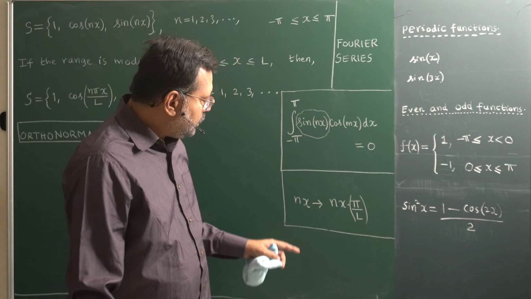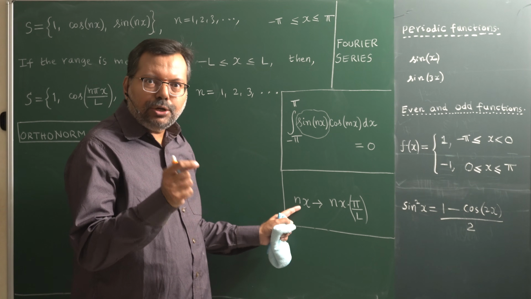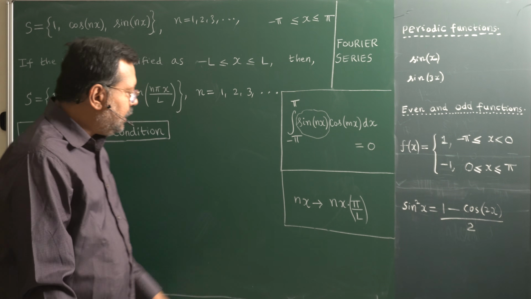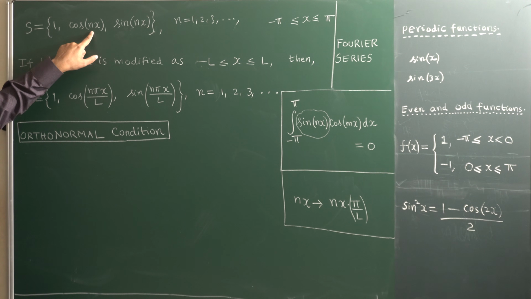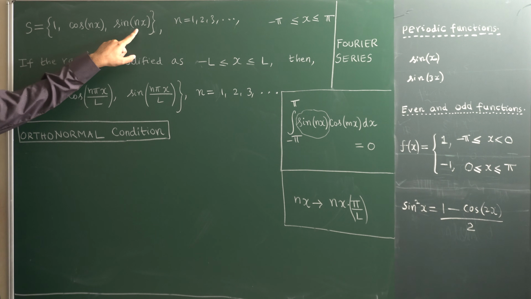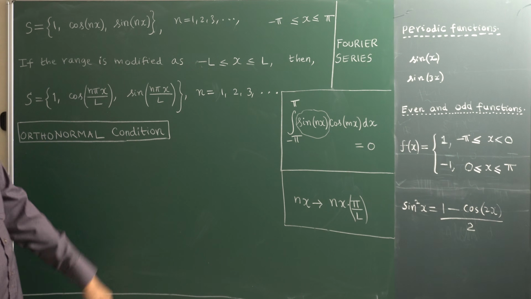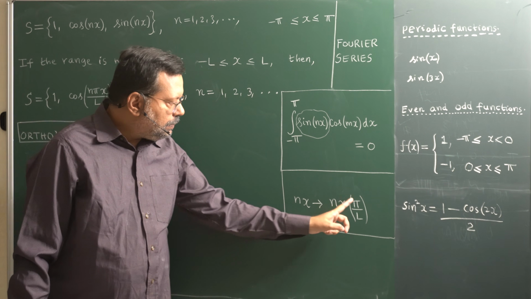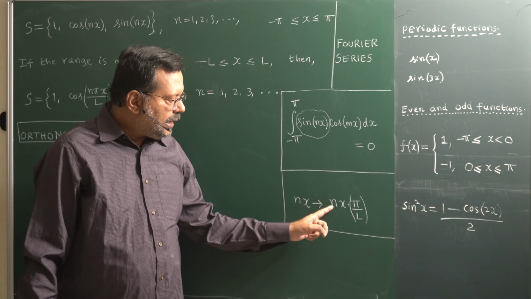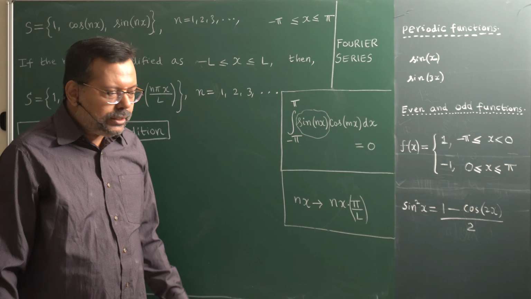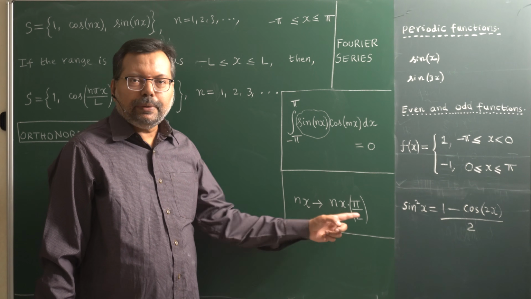Now the question is, where is nx and where do you want to replace it? The answer is here. You see the nx coming here and nx coming here. These two nx will be replaced by n pi x by L. For reading, nx into pi by L may be difficult to read. Therefore, let us read it as n pi x by L.